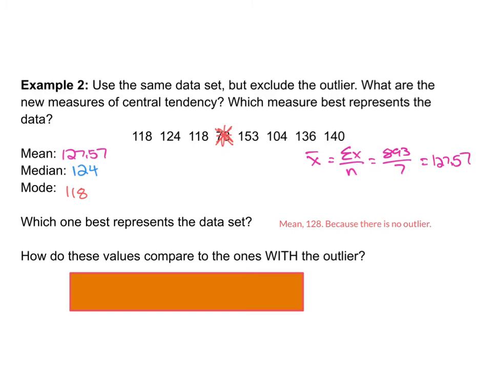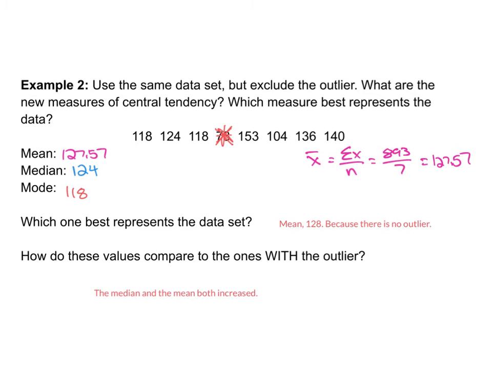Well, now that we got rid of that outlier, the mean would be our better estimation of the central measure of tendency. How do these values compare to the ones without the outlier? Well, because the outlier was smaller than the original, this is going to cause the median and mean to both increase, because we no longer have that really small value bringing all of our values down.